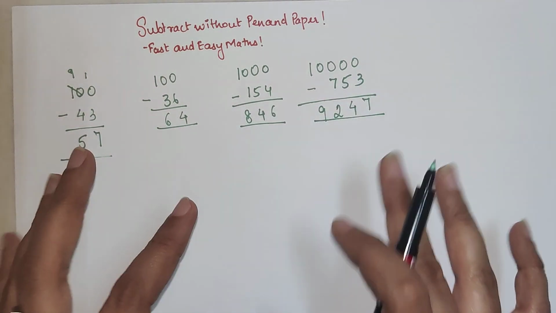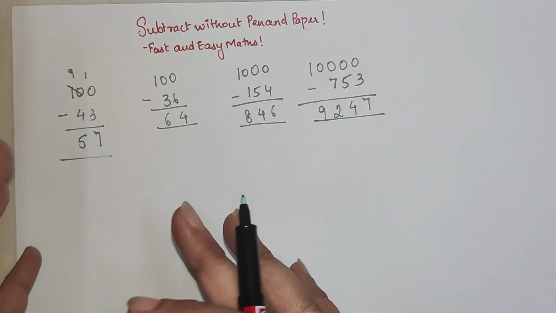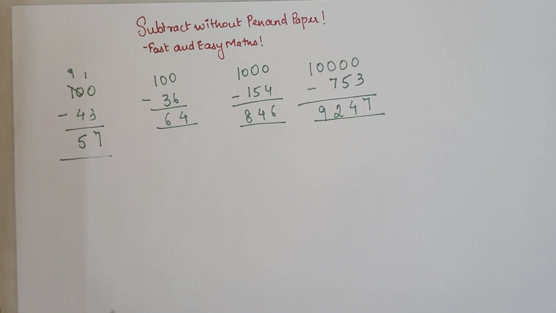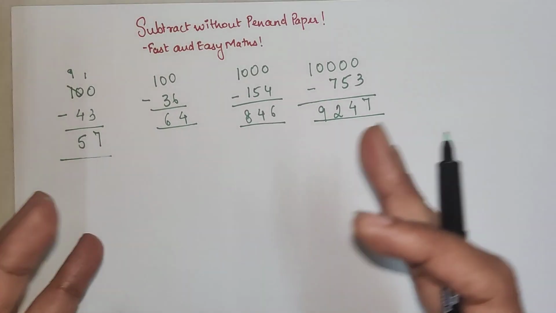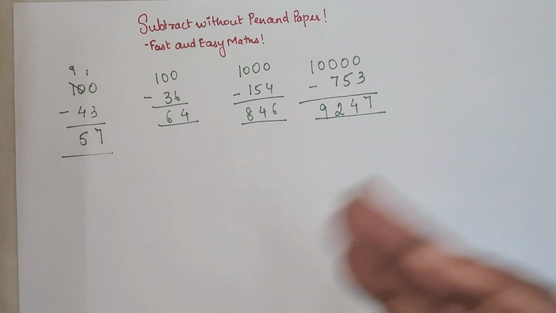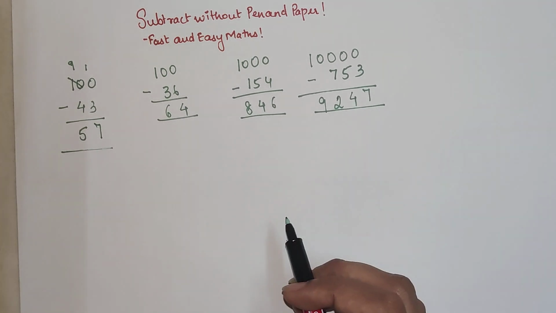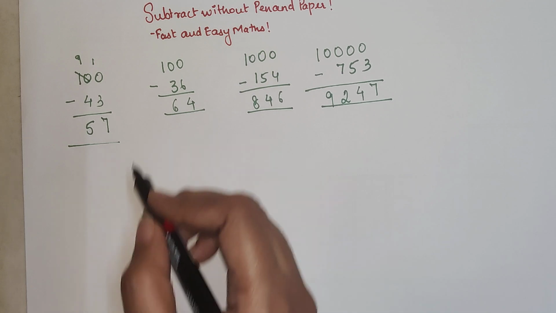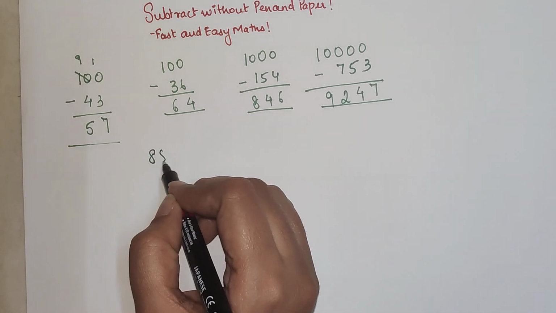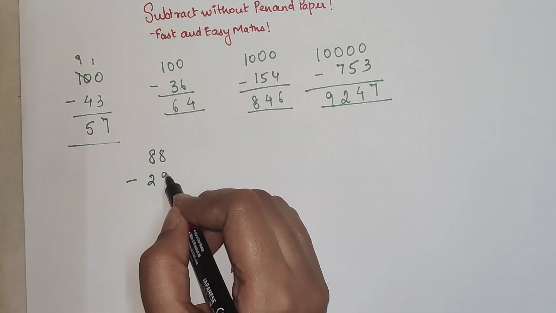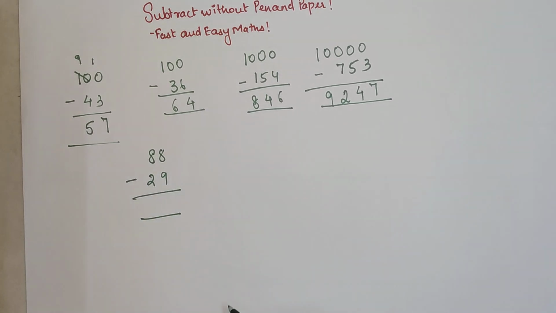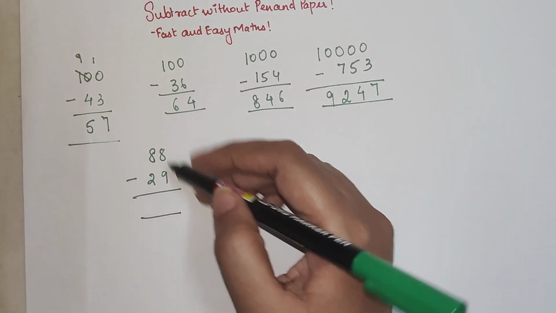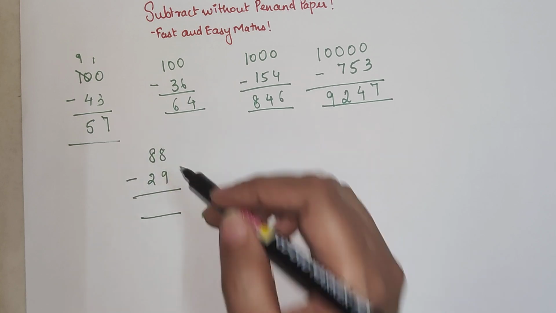Now this is something which I hope you all have understood, that when we have numbers like 10,000 or 100 and you have to subtract other numbers from there, this is how you are going to do it. Now imagine if I give you something like this. If we had to do subtraction of 88 and 29. Okay, so your entire method would be what? Make it 18 and then make this 7 and all that.